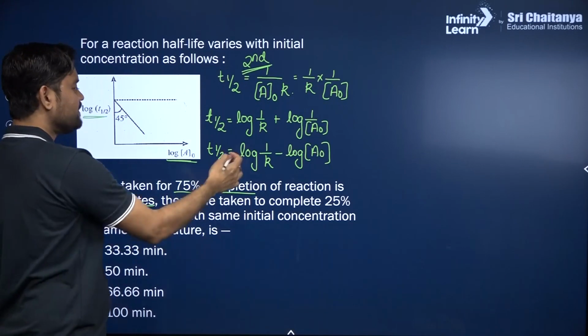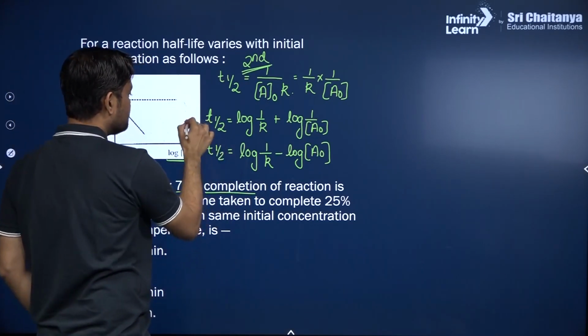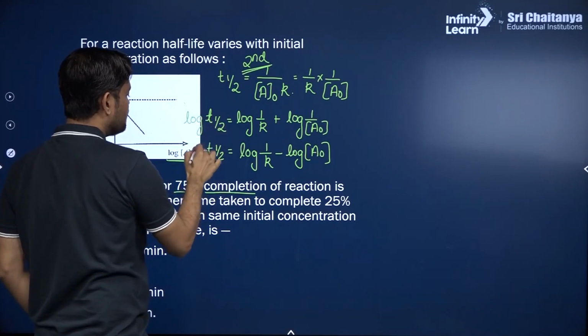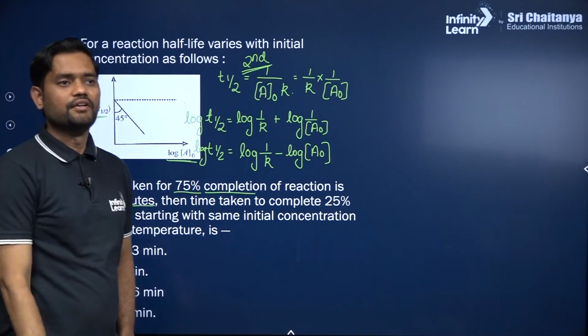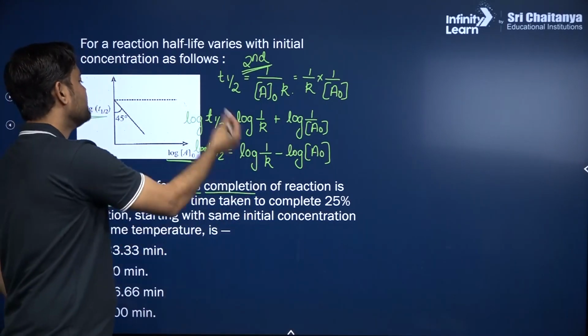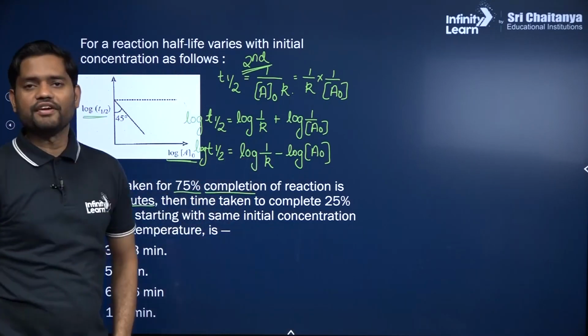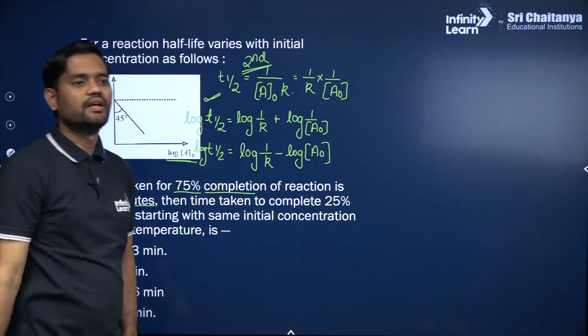Sure. So if we see this carefully, this is log over here. I forgot to write it. We are multiplying log on both sides. Clear? So it justifies this graph. This equation justifies this graph, and hence it is a second order equation.